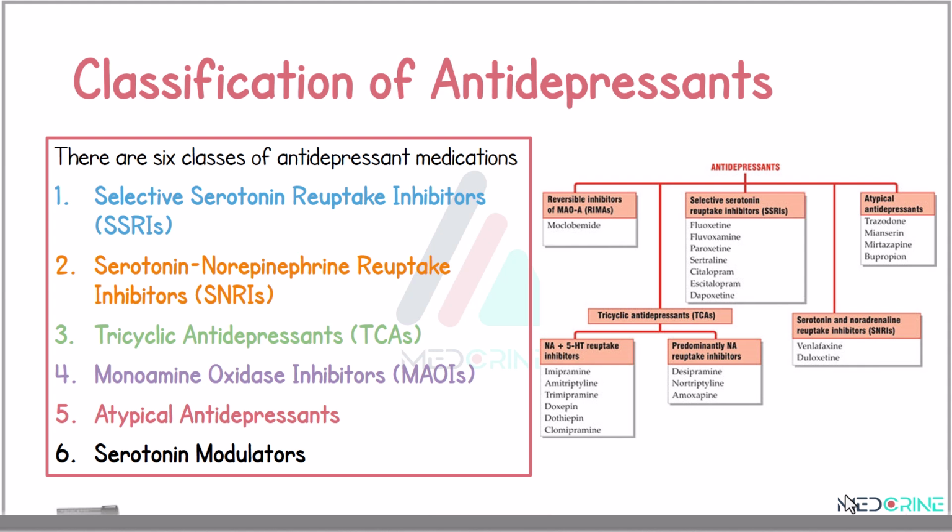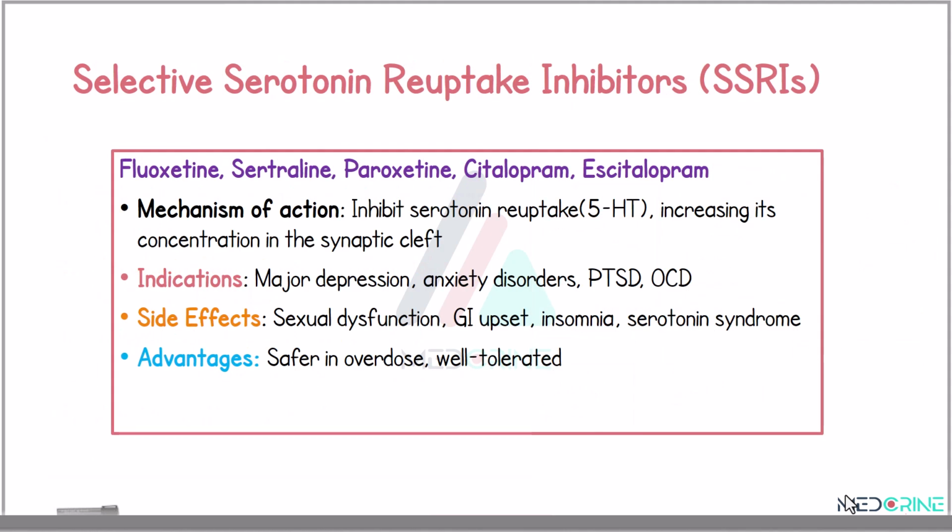There are 6 main classes of antidepressants, which include selective serotonin reuptake inhibitors or SSRIs, serotonin-norepinephrine reuptake inhibitors, SNRIs, tricyclic antidepressants, monoamine oxidase inhibitors, atypical antidepressants, and serotonin modulators. First, let's focus on selective serotonin reuptake inhibitors.